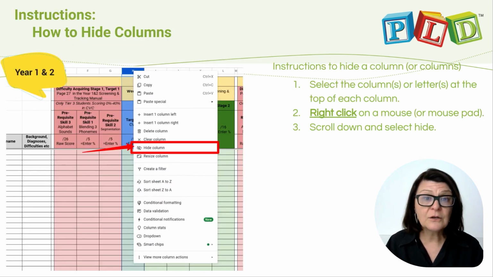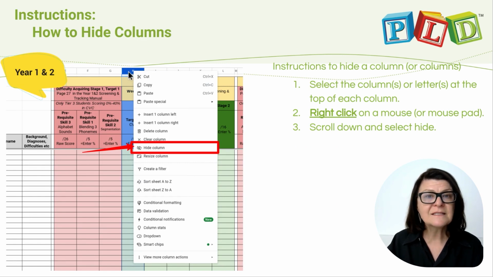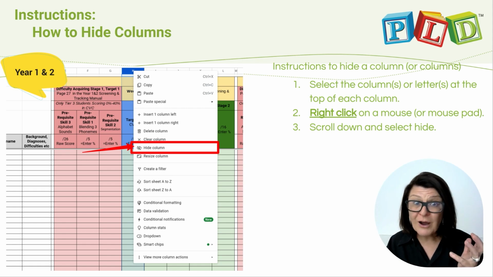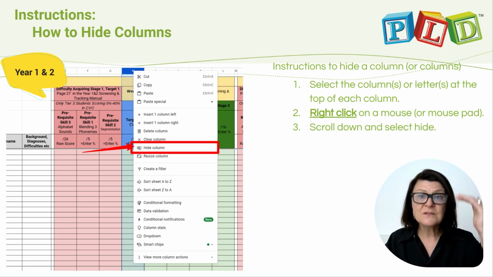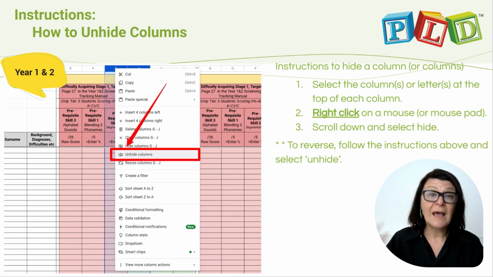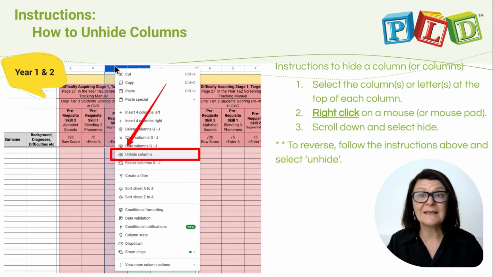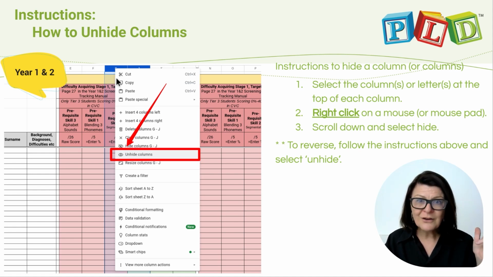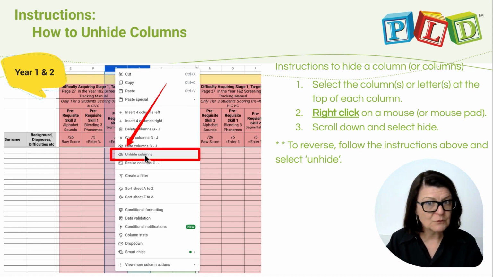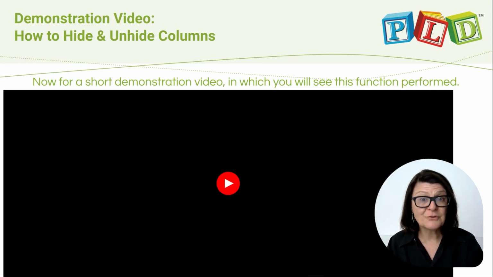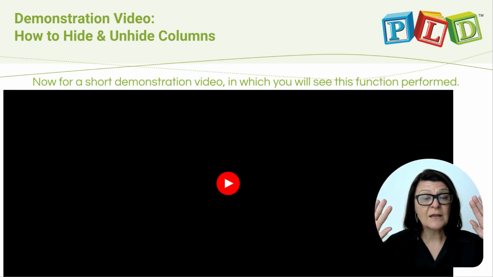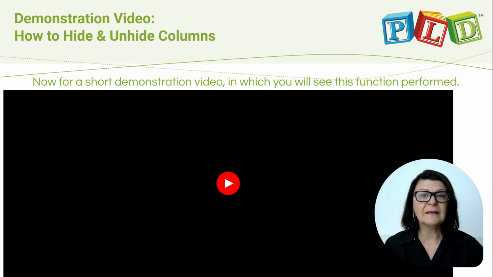How do you hide columns? Well, you select the column at the top, click on the letter, right click on your mouse, scroll down, and then select the hide column. How do you unhide columns? Again, click at the top, the letters, right click on your mouse, and then scroll down to select unhide. Here's a short demonstration video in which you will see columns being hidden and unhidden.